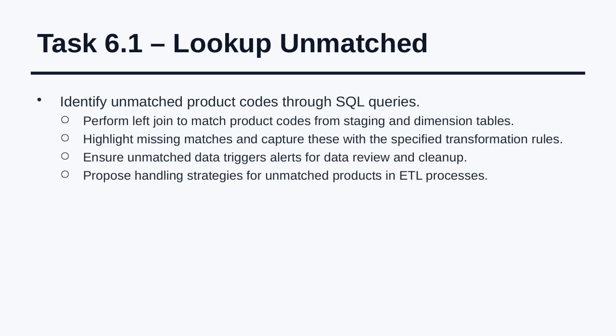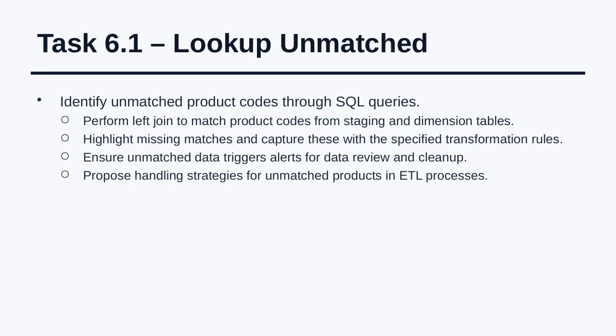When working with product data and ETL processes, it's important to identify any product codes in the staging area that don't have matching entries in the dimension tables. We do this by performing a left join in SQL, which helps us find records that exist in the staging table but are missing from the dimension table. Once these unmatched product codes are highlighted, we apply specific transformation rules to capture and handle them appropriately.